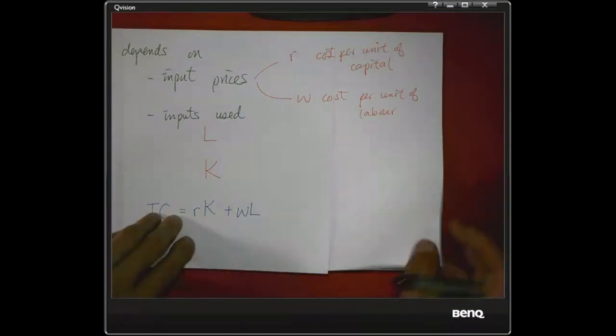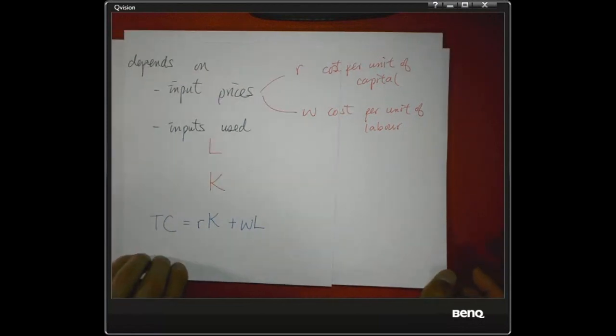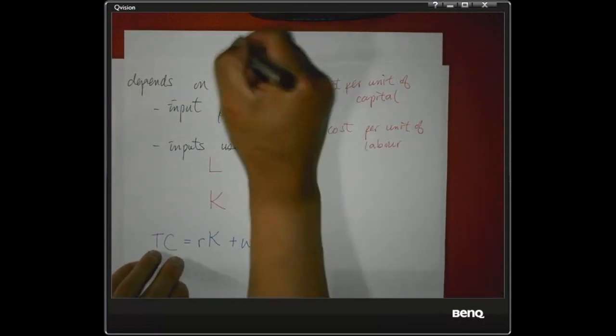And now, let's look at the total cost equation from the short run perspective.